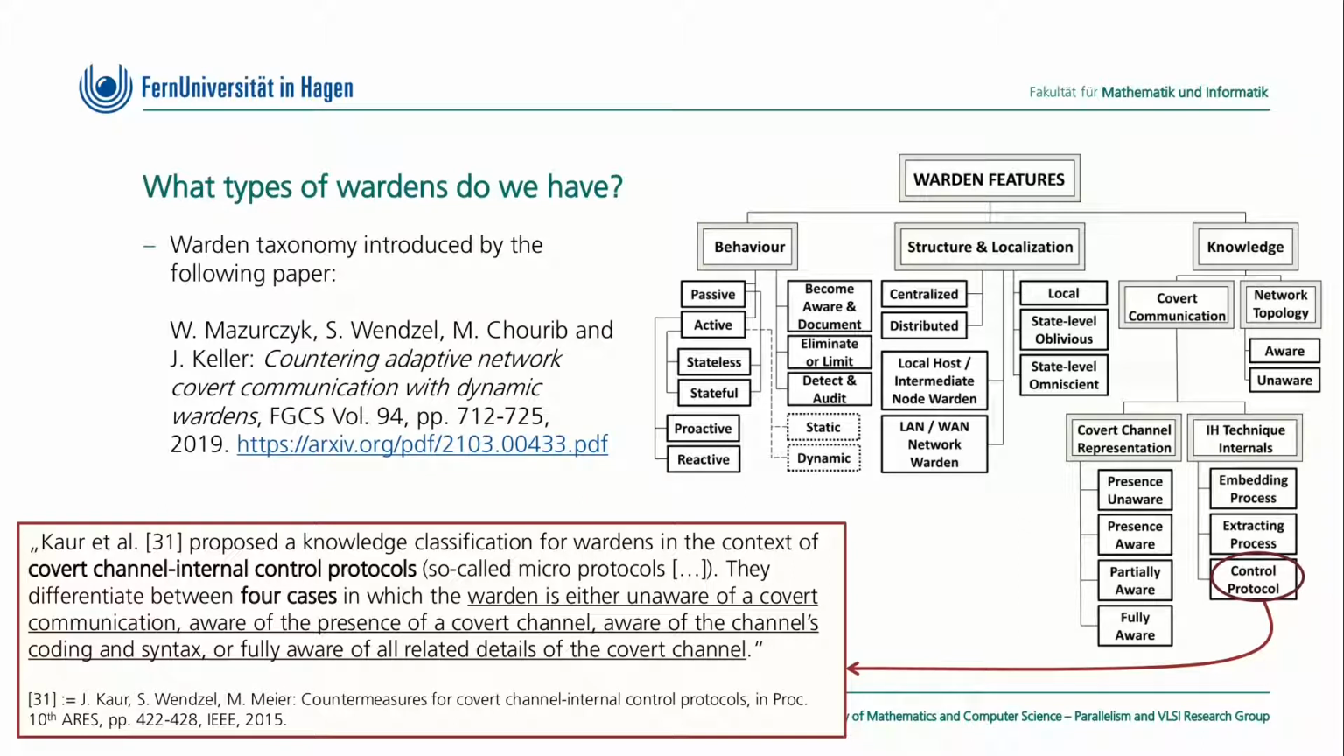It can perform, for instance, packet inspection, but only on short observations of network traffic. That means single packets and not too many connections or flows. And finally, the state level omniscient warden controls geographically dispersed devices, can perform a variety of complex traffic analysis, and store vast amounts of the intercepted traffic.